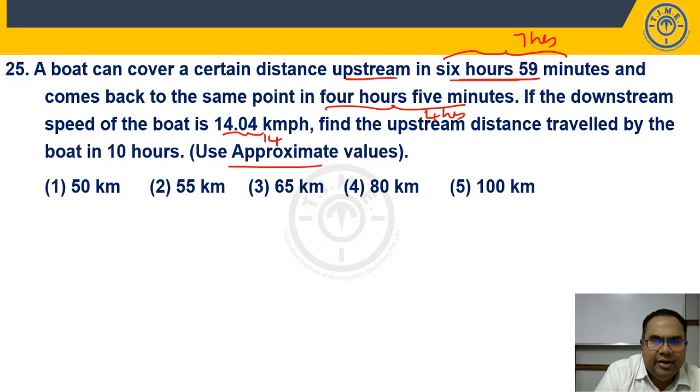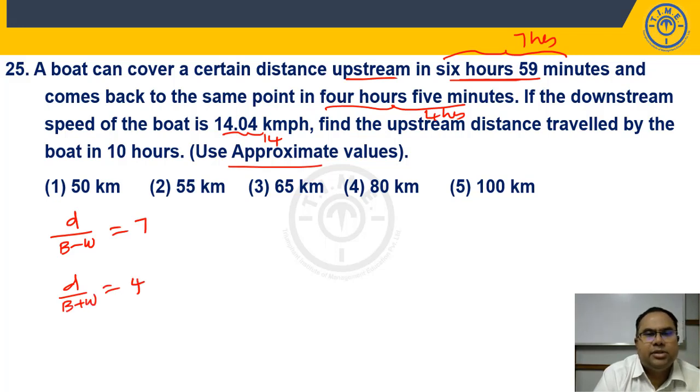Now see here, it is going upstream in 7 hours. If I take the distance as D, upstream speed is B minus W. Then downstream is D by B plus W, in 4 hours 5 minutes, which I will take as approximately 4 hours. Downstream speed is given as 14. So D by 14, B plus W is 14, time is 4. D is equal to 56.